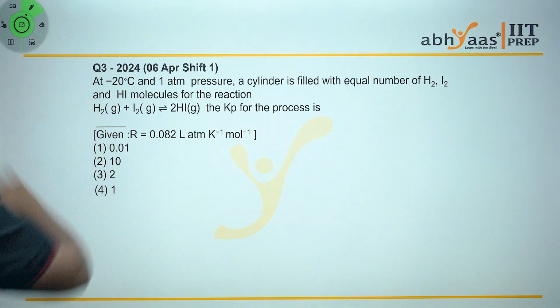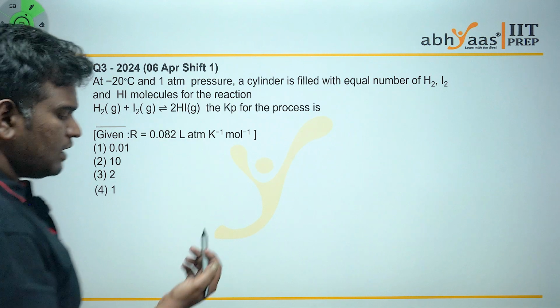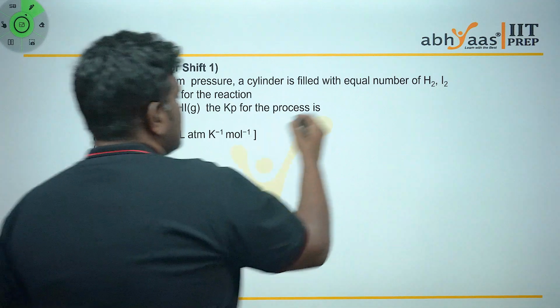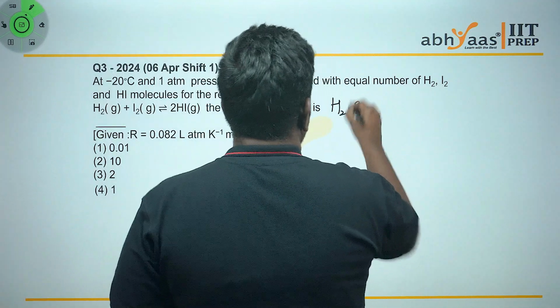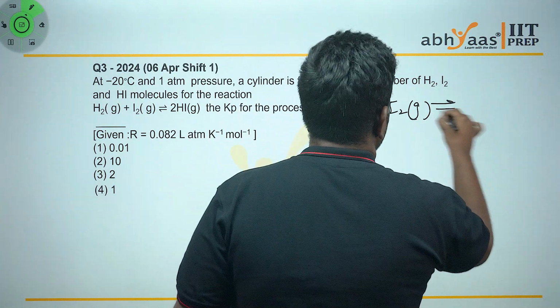Just read the question. At minus 20 degrees Celsius and 1 atm pressure, a cylinder is filled with equal numbers of H2, I2 and HI molecules for the reaction given. The Kp for the process is. So here we have to find out the Kp, right? Let us write the equation once. H2 gas plus I2 gas giving you 2HI.